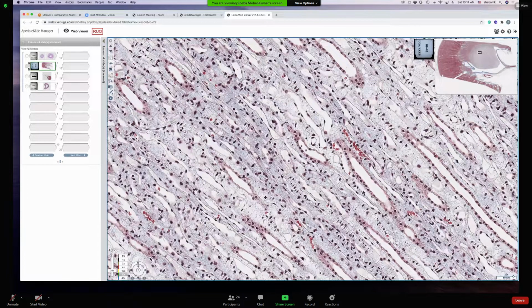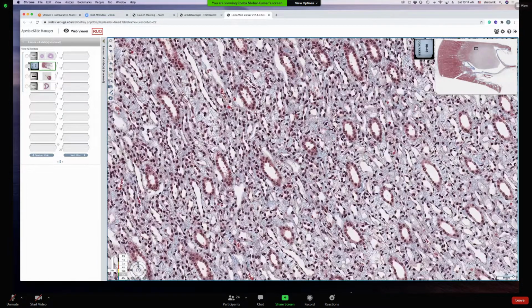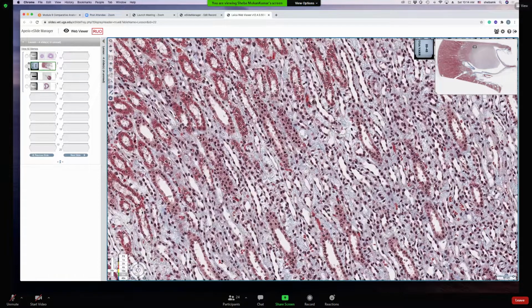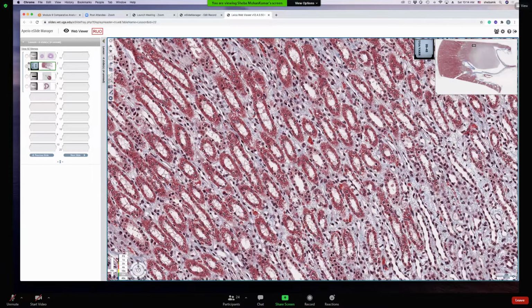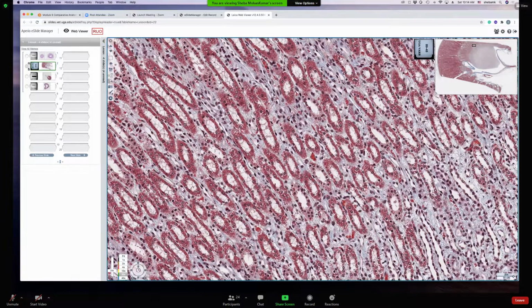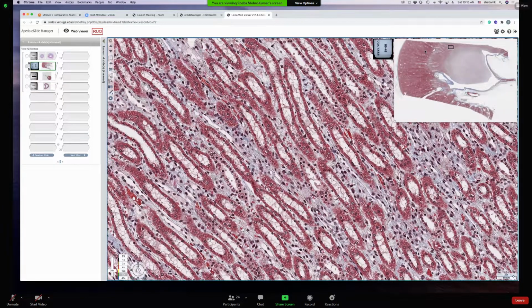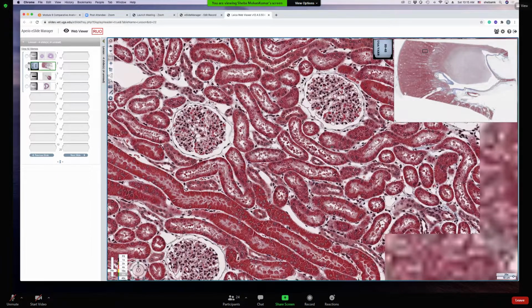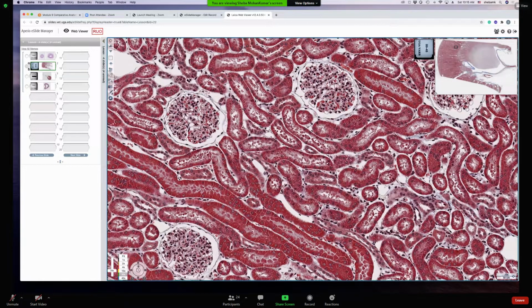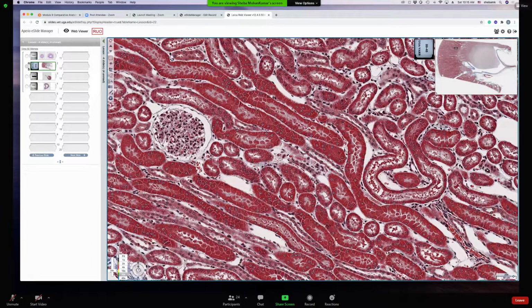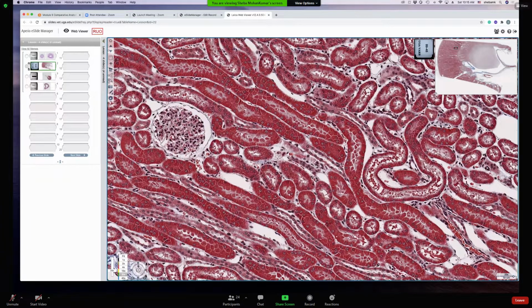If you go further up, like right here, you see the thin limbs again, but right next to them you would see the thick limbs. These are the thick limbs of the loop of Henle, which when they come down, become the thin limbs. So we go further up into the cortical region. Let's look at these tubules. This would be the renal corpuscle, or the glomerulus, right?